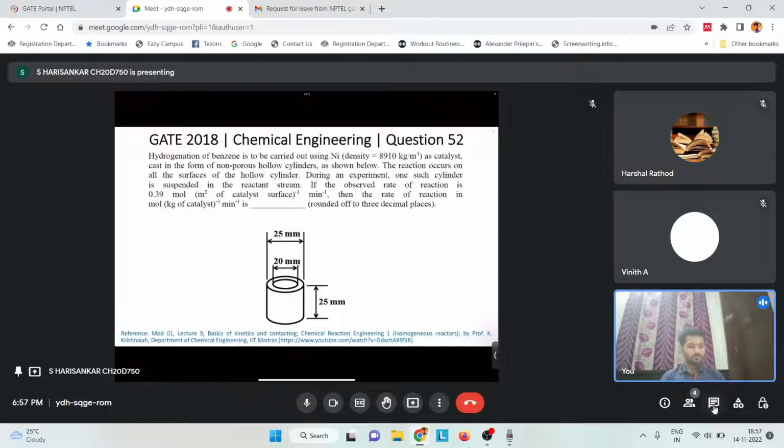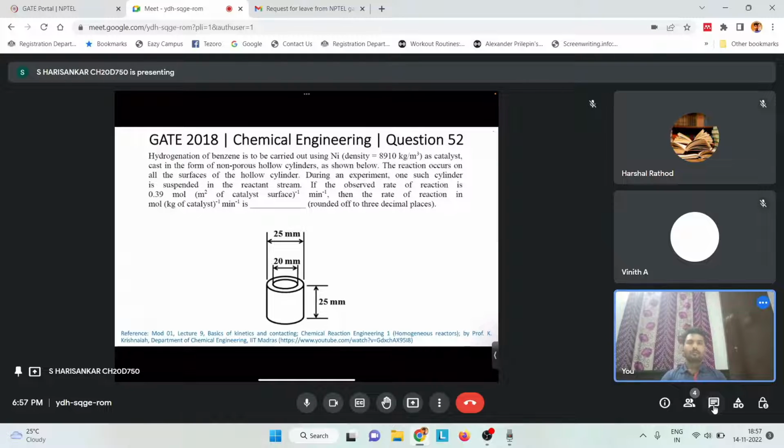So this is a question from the kinetics part in chemical reaction engineering, and the reference NPTEL series can be found in module 1, lecture 9, basics of kinetics and contacting, chemical reaction engineering 1, homogeneous reactors by Professor K. Krishnaiah, Department of Chemical Engineering, IIT Madras.